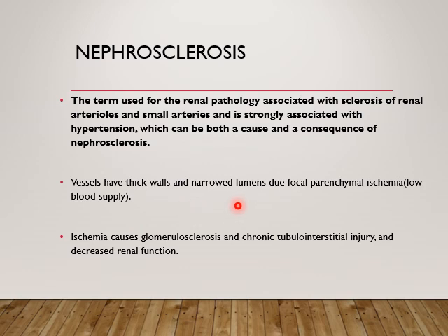Ischemia need not affect only the vessels; it will also affect the parenchyma of the kidney, which leads to chronic tubulointerstitial injury or even glomerulosclerosis, as a result of deterioration of the renal function. So who are the patients at risk for this benign nephrosclerosis? Patients of advanced age who are simultaneously diagnosed with hypertension and diabetes mellitus will be at a higher risk to develop nephrosclerosis.